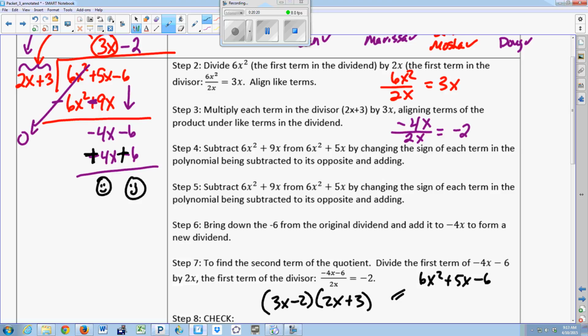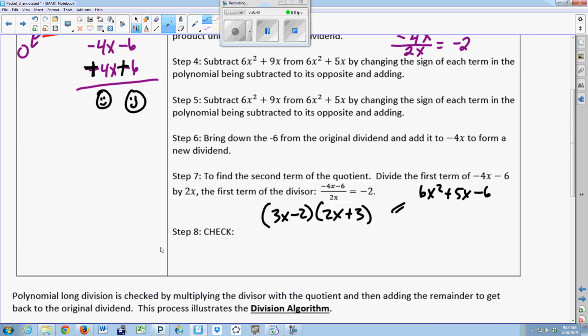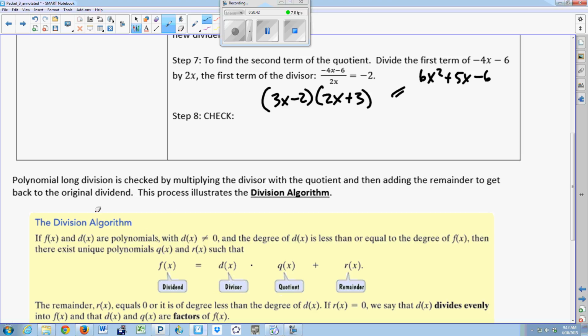So if you wanted to graph that, if you set that equal to f of x, right away you know two of your zeros, 2/3 and negative 3/2. You know where it's going to cross your x-axis when you set these two equal to 0. So that gives you some information right away for graphing. It's kind of cool. All right, polynomial long division, we know how to check it.